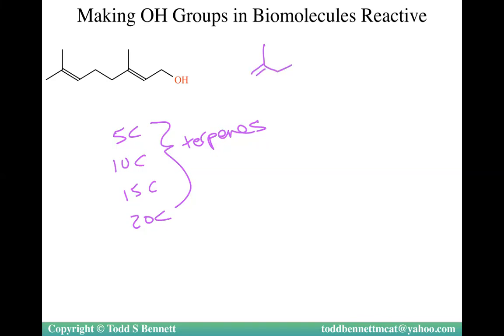Notice it is 4 carbons long, 1, 2, 3, 4, with a methyl on 2. So it's a 5 carbon species known as a terpene unit. Darn it, it's going the wrong way. There we go. So that'd be 1 terpene unit. That's another terpene unit. They are each 5 carbons, 5 here, 5 here, so 10 carbons total. So we call it a monoterpene because it's 10 carbons.